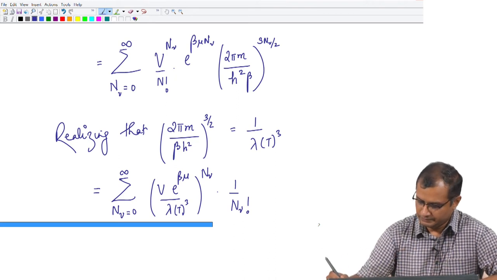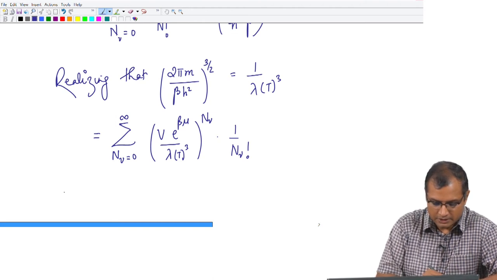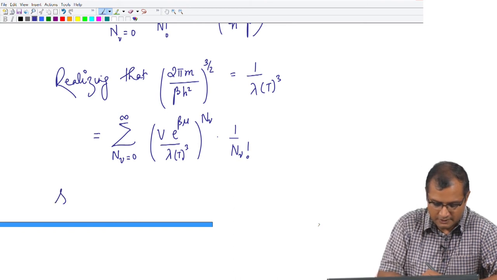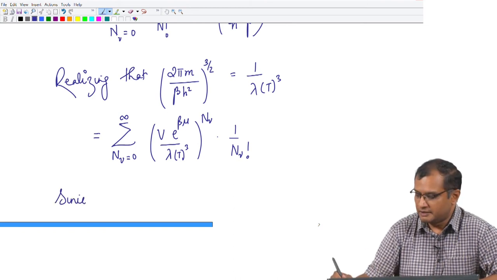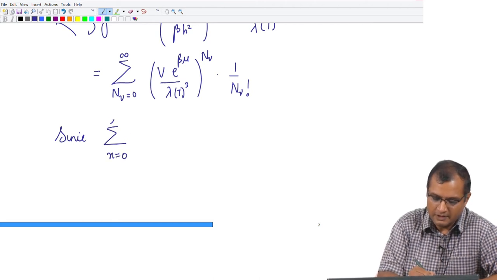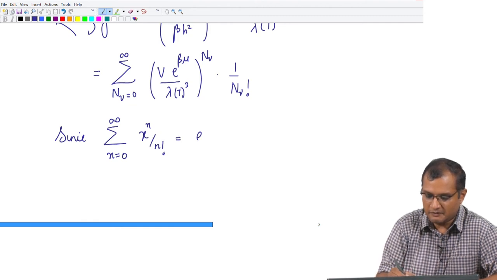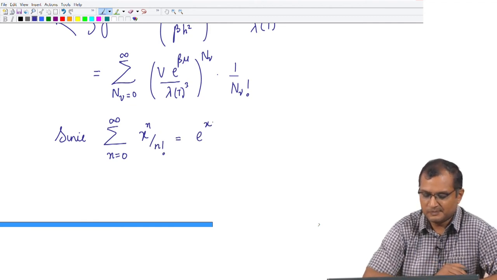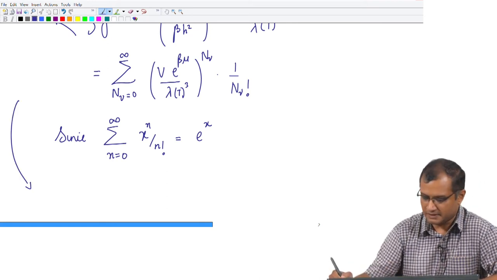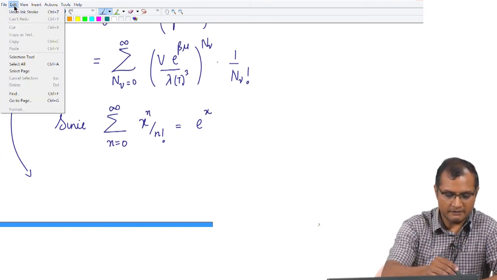So you know that this summation x raised to n divided by n factorial, okay. So if you recall that this is nothing but an expression for e to the power x, okay. So I can write down my partition function, or I can write down my grand canonical partition function.